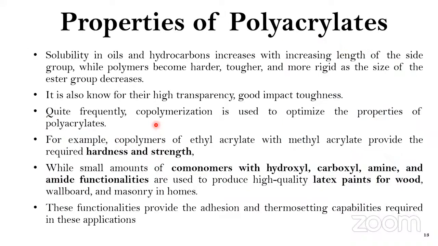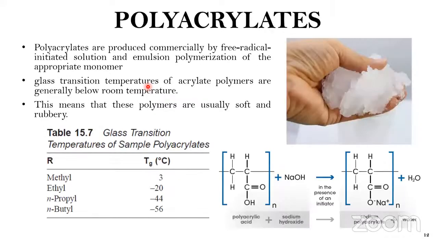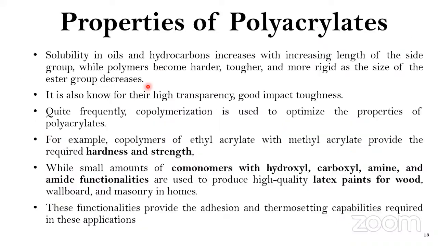Next is the properties of polyacrylates. Solubility in oils and hydrocarbons increases with increased length of the side group, while the polymer becomes harder, tougher, and more rigid as the size of the ester group decreases. So why is there this broad range of acrylic polymers? It is due to the chain length of your polymeric system. Hydrogels are nothing but low molecular weight compounds. And the polymeric system like polymethyl methacrylate, PMMA, is a high molecular weight system. That's why those properties are there.